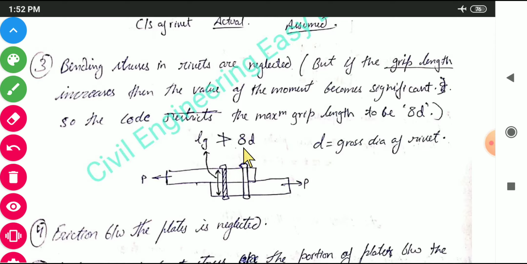What happens if this grip length is more than 8D? Then moments will be generated, and bending stresses will also be generated. But in actual design, we always neglect these bending stresses. So the code restricts the maximum grip length to be 8D. You have to restrict your length within this 8D.